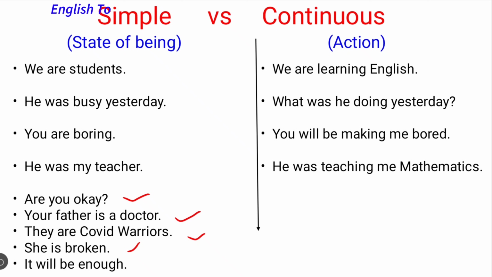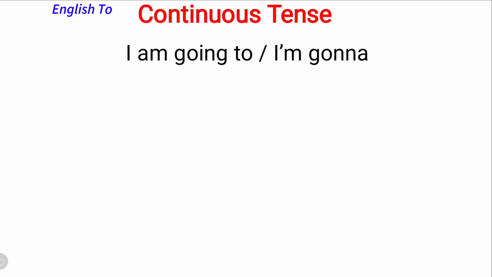Like, he was teaching me mathematics. So yeah, action was going on. Okay, now let's talk about gonna versus going to. When do we use gonna and when do we use going to? And what is gonna actually? Gonna is used instead of going to.